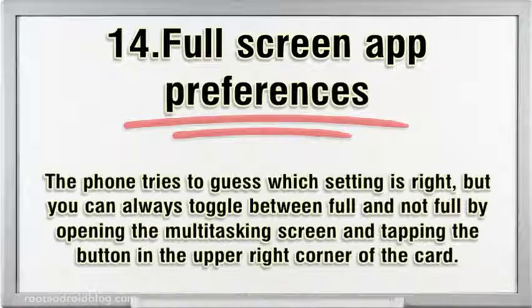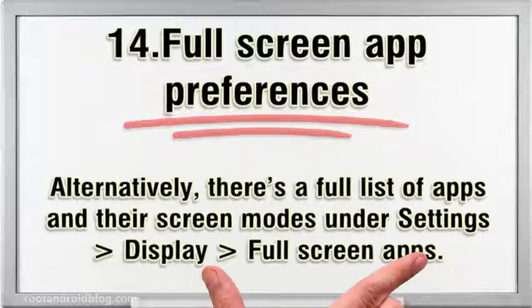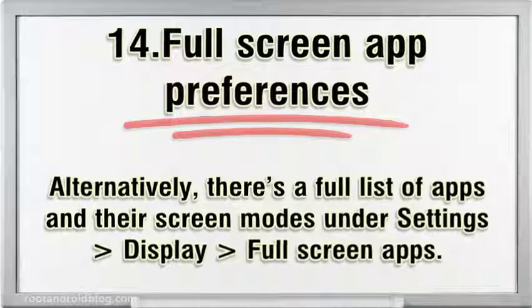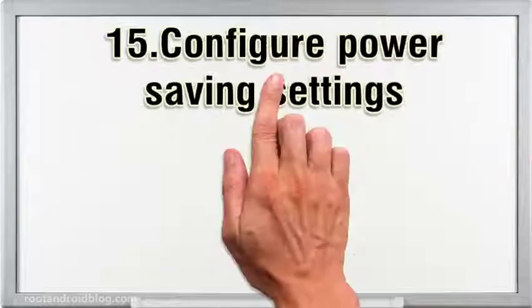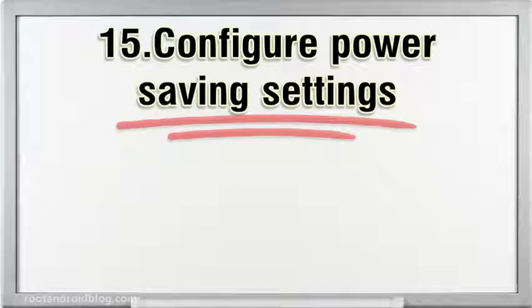The phone tries to guess which setting is right, but you can always toggle between full and not full by opening the multitasking screen and tapping the button in the upper right corner of the card. Alternatively, there's a full list of apps and their screen modes under Settings > Display > Full Screen Apps.